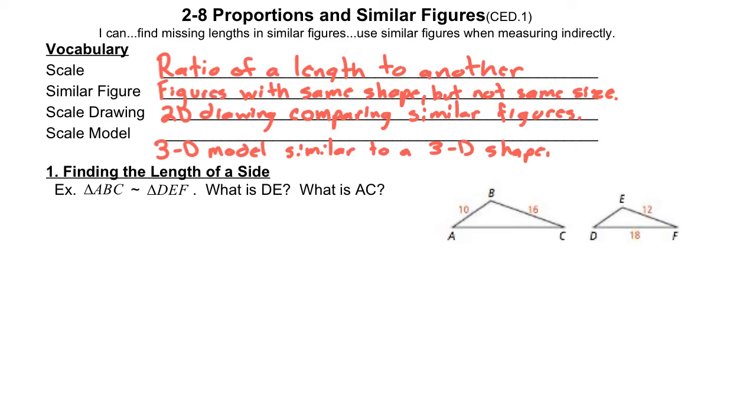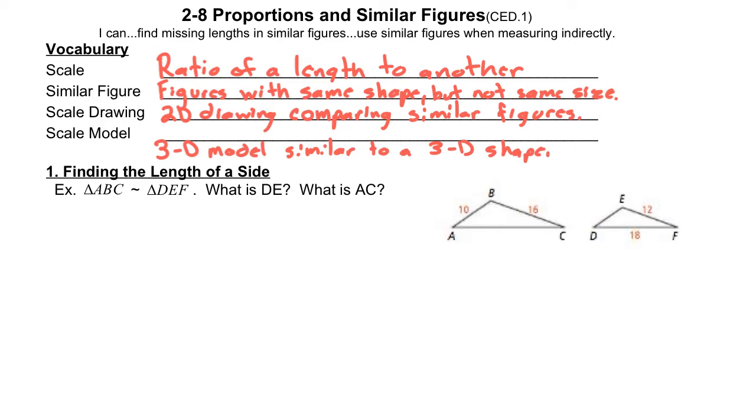So if you have the distance between Green Bay and Milwaukee on a map, that distance is going to be similar in proportion to the actual distance between Green Bay and Milwaukee. So similar figures are figures with the same shape, but not the same size. A scale drawing, a map is a scale drawing. It's a 2D drawing comparing similar figures or similar lengths, proportional lengths.